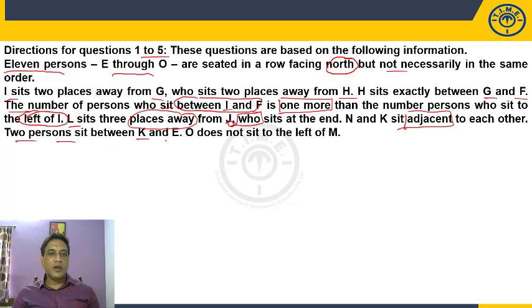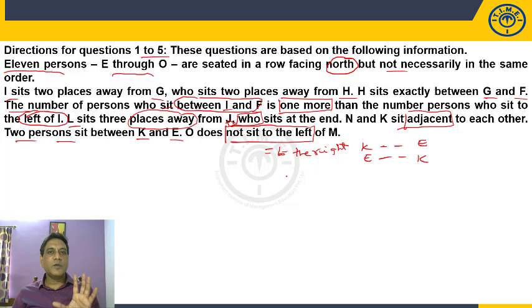Two persons sit between K and E. Two between K and E. But whether E is to the left of K or right of K, we are not sure. O does not sit to the left of M. Not to the left means to the right. If not to the left, so it has to be to the right.